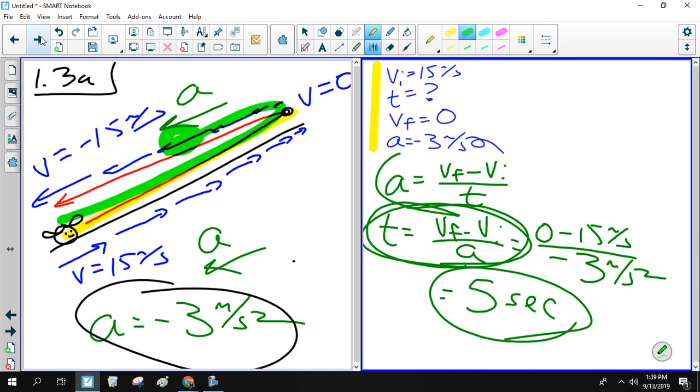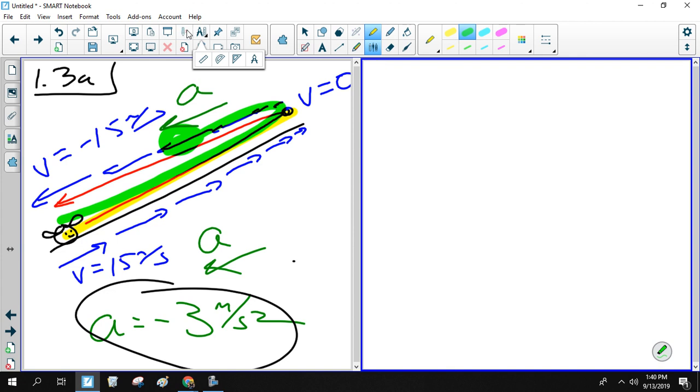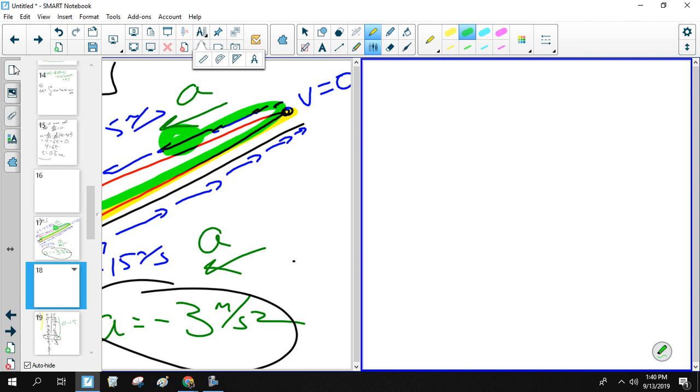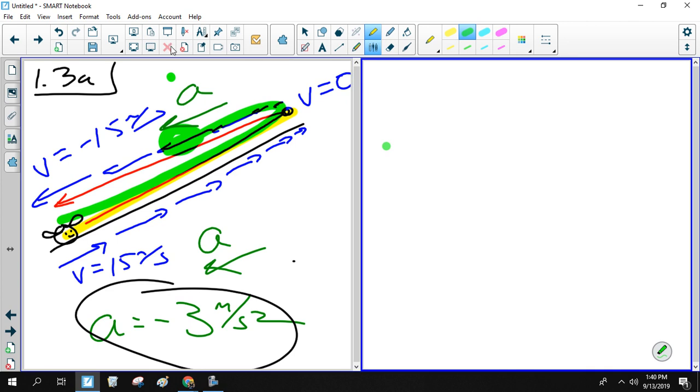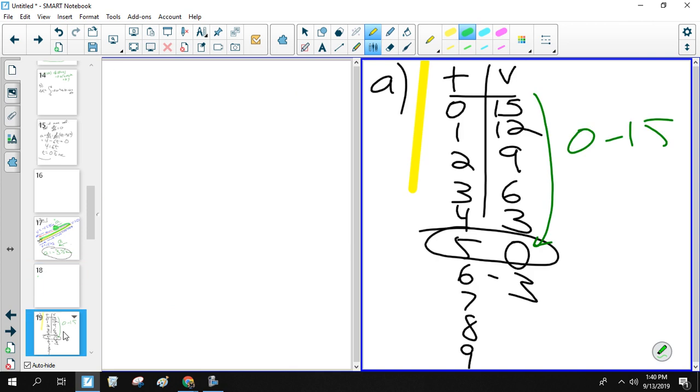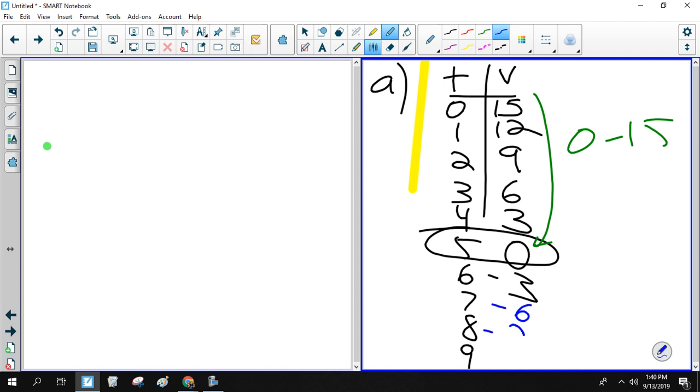Option 1 would be to use the chart and just keep going down to 8 seconds, right? So I'm already at negative 3. Minus 3 is negative 6. Minus 3 is negative 9. So the velocity ought to be negative 9, right?